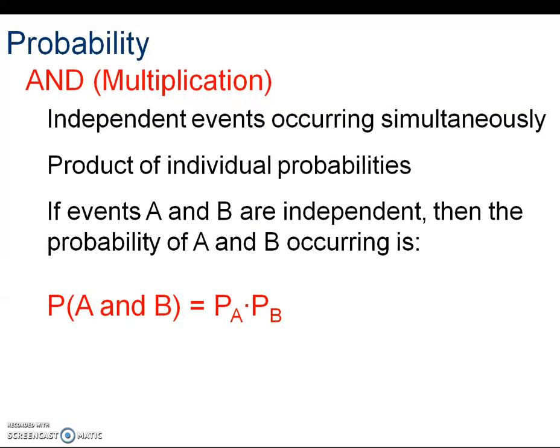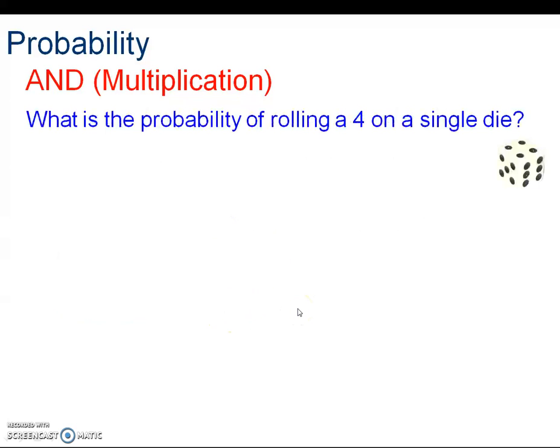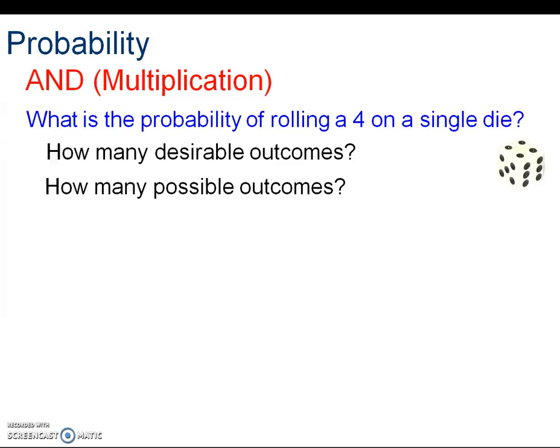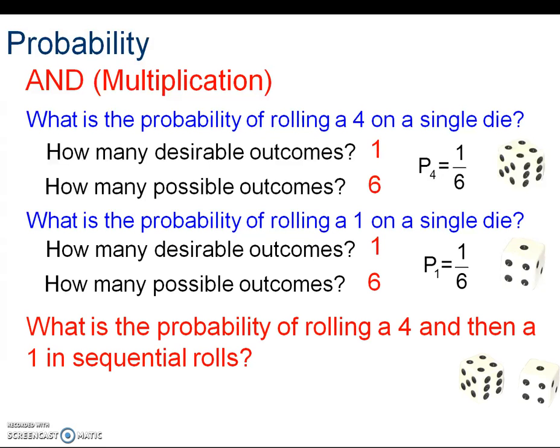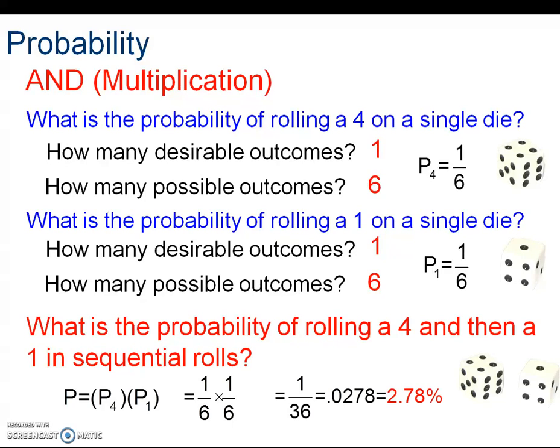Now we're going to talk about AND. Just like Boolean logic, ANDs and ORs actually have a mathematical meaning. So if you have something, what is the probability of this occurring and that occurring? You take the two probabilities and multiply them together. So what's the probability of rolling a 4 on a single die? It's 1/6. What's the probability of rolling a 1? Again, it's 1/6. What's the probability of rolling a 4 and then a 1 sequentially? Well, you have to multiply those, which gives you 1/36 or 0.02 or 2%.